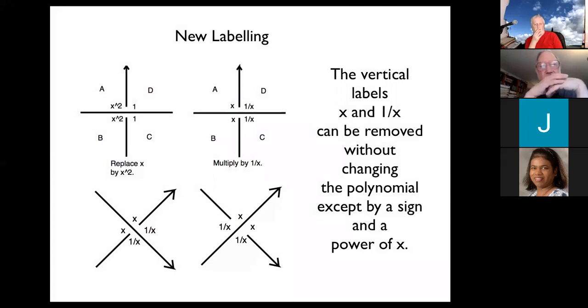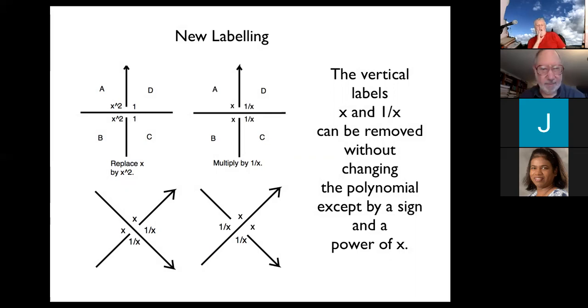And now I want to do a new labeling. So here's our old labeling over on the right, upper right. On the upper left, I replaced x by x squared in our original labeling. Okay? I hope I'm not confusing you, but remember our original labeling, it was Alexander's dots on the two squares labeled x squared. And with Alexander, we put an x there, but I'm going to replace the x by an x squared. And then I'm going to multiply by 1 over x, which means I'm multiplying some rows in the matrix by 1 over x. It would change the determinant by a power of x. I don't care. And now I have this labeling.